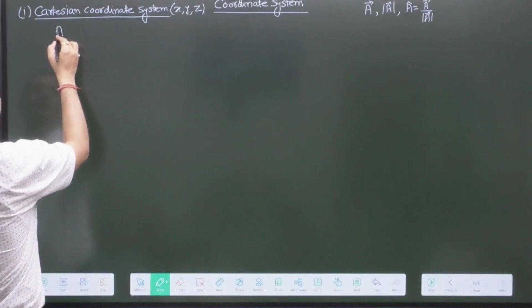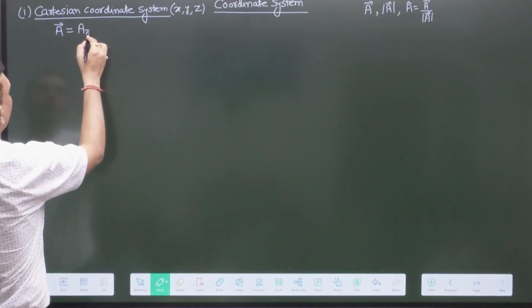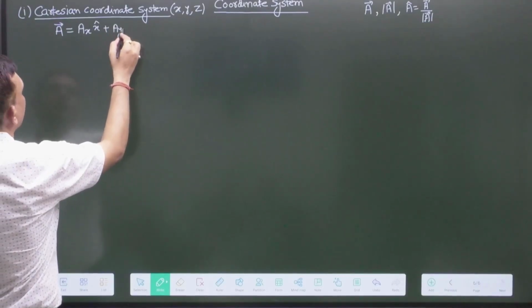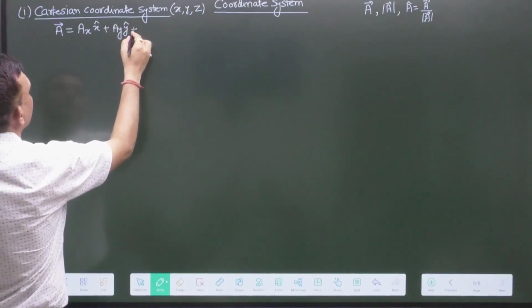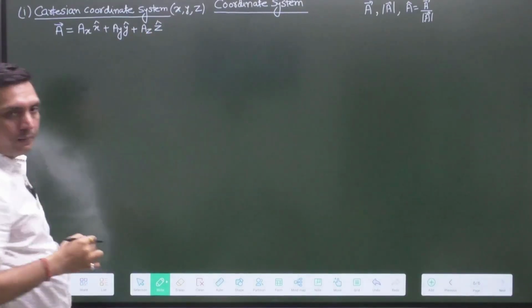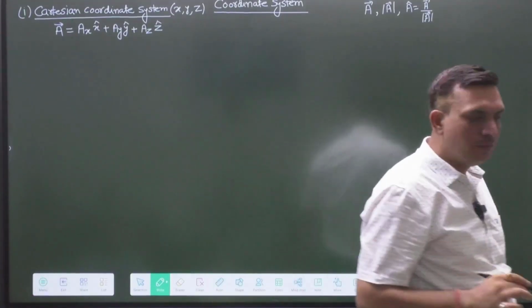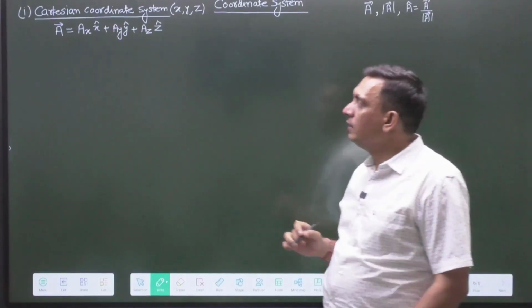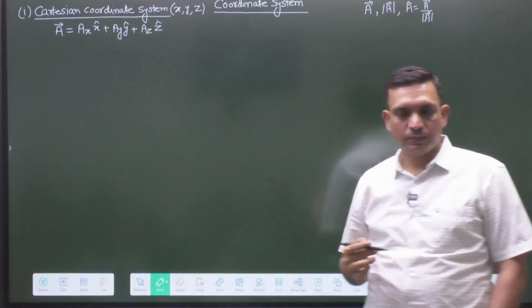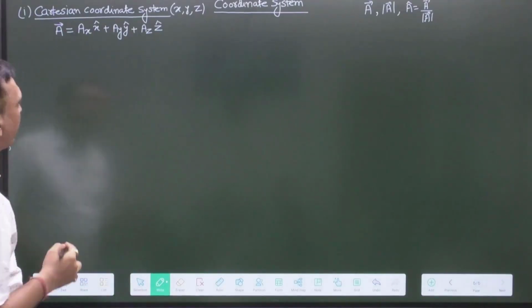And in this coordinate system, vector A is represented by AX x cap plus AY y cap plus AZ z cap. This is vector A. So it has three components, AX, AY, AZ, and x cap, y cap, z cap are unit vectors.